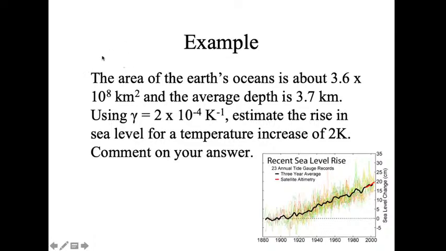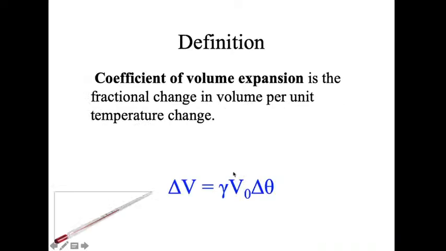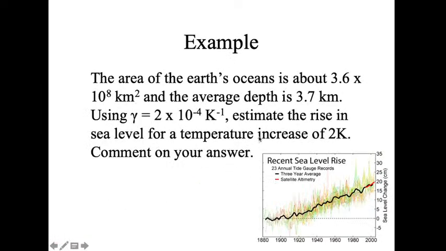So our example for this: the area of the Earth's ocean is about 3.6 times 10 to the 8 kilometers squared, and the average depth is 3.7 kilometers. We're using a coefficient of volume expansion of 2 times 10 to the negative 4 per degree Kelvin. We want to estimate the rise in the sea level for a temperature increase of 2 Kelvin. So we're going to be using this formula to find first the change in volume and then the change in height, the rise in sea level.